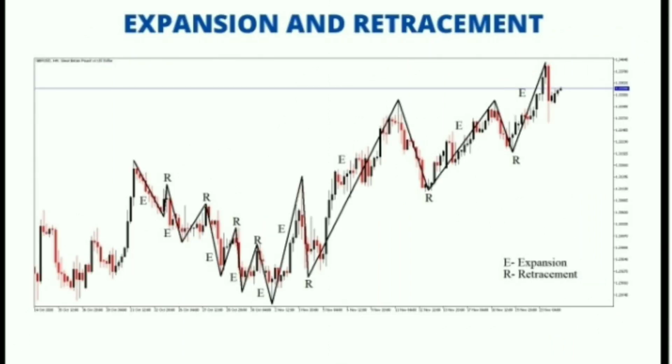You can see the live example from the market. Both downtrend and uptrend are shown with black line. And expansion and retracement you can see with letter E and R in both cases. So the market makes expansion and retracement in a downtrend and in an uptrend in both cases.